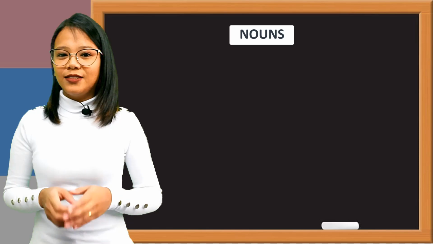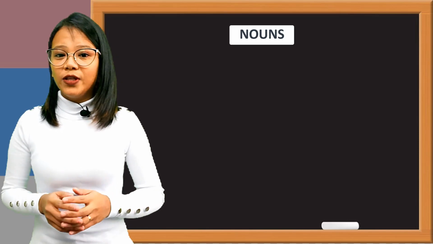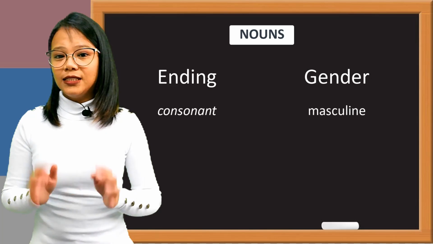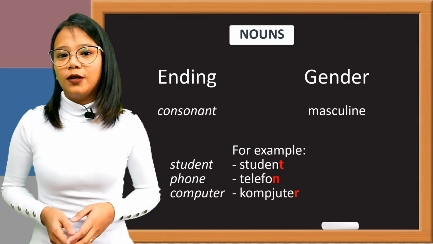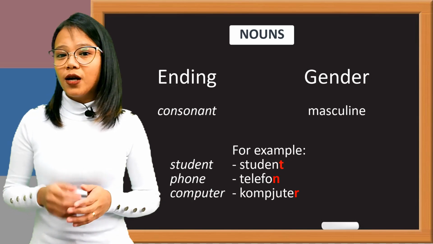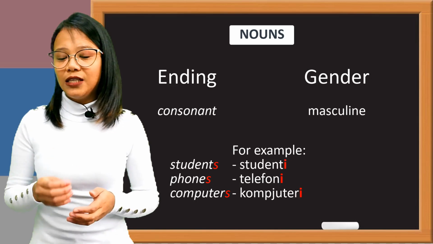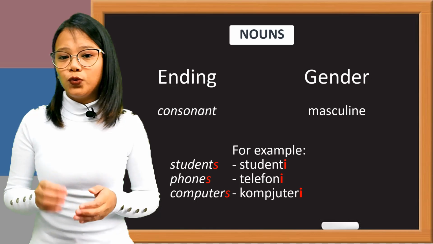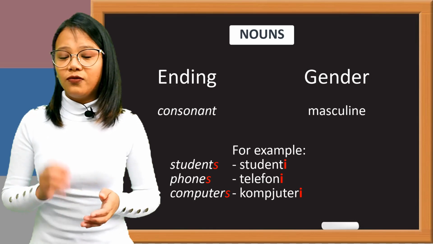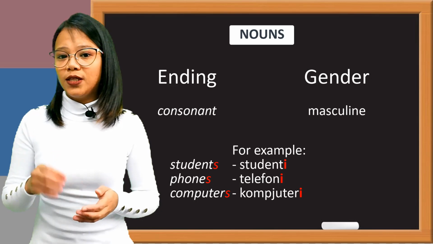For the other nouns, you must be aware that Serbian has its own gender. Usually, if the ending is a consonant, then it's masculine. For example, student, telefon, kompjuter. And in plural form, if you add s in English, then you will add e or i in Serbian. For example, student will be studenti, telefon will be telefoni, and kompjuter will be kompjuteri.